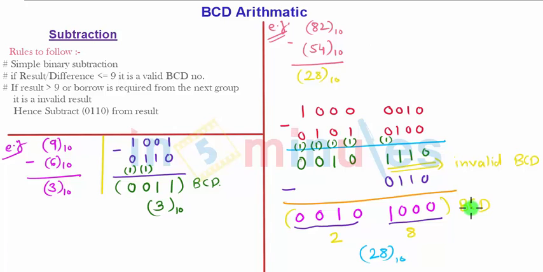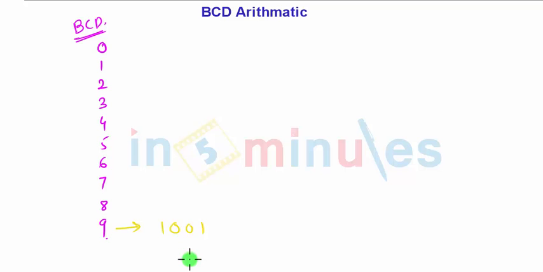So that is very simple BCD addition and BCD subtraction. And let me clear your doubt: why we are adding 6 or subtracting 6 in BCD addition and subtraction respectively. These are all the BCD numbers, and the largest BCD number is 9, which took 4 bits to represent. So from 0 to 9, I will represent all the numbers in a 4-bit pattern.